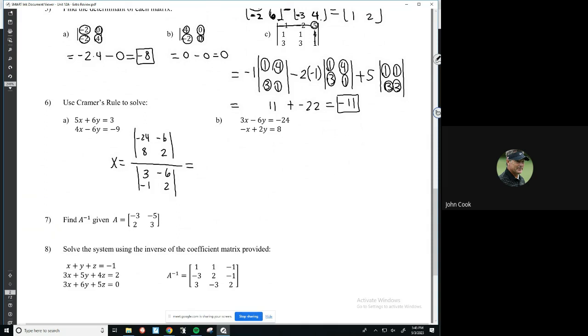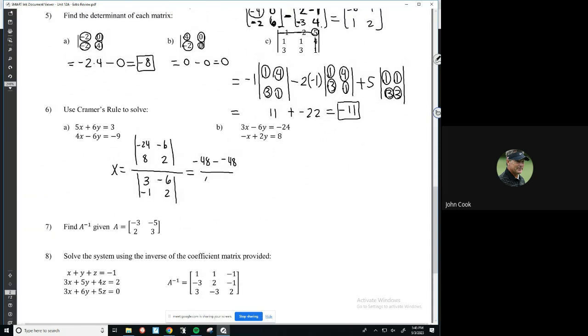Okay, so -24 times 2 is -48. And then minus, and then it'd be 8 times -6, which is -48 again. So that's 0 in the numerator. Let's see what we get in the denominator. So 3 times 2 is 6. And then minus -1 times -6, which is a positive 6. So we get 0 over 0. So that means that these probably would give me infinitely many solutions, the way that I have it.